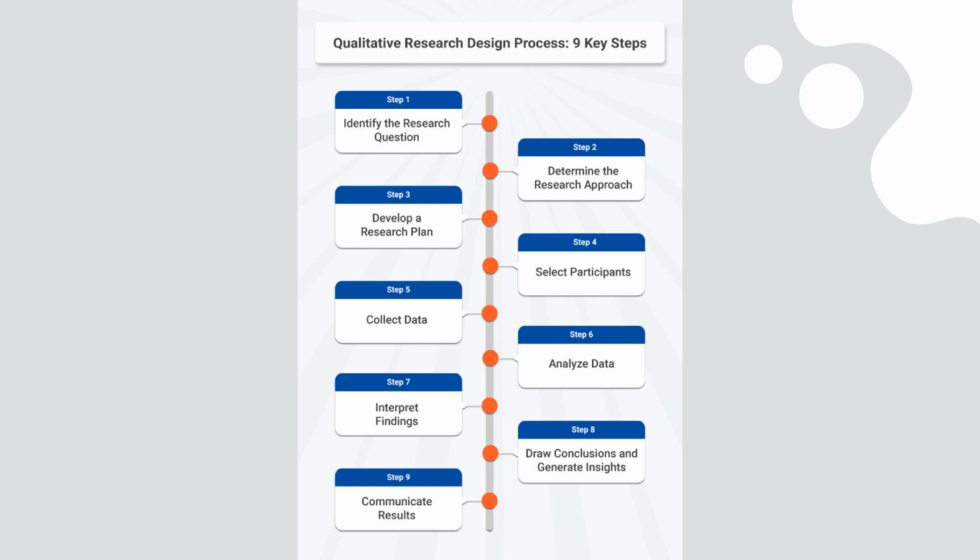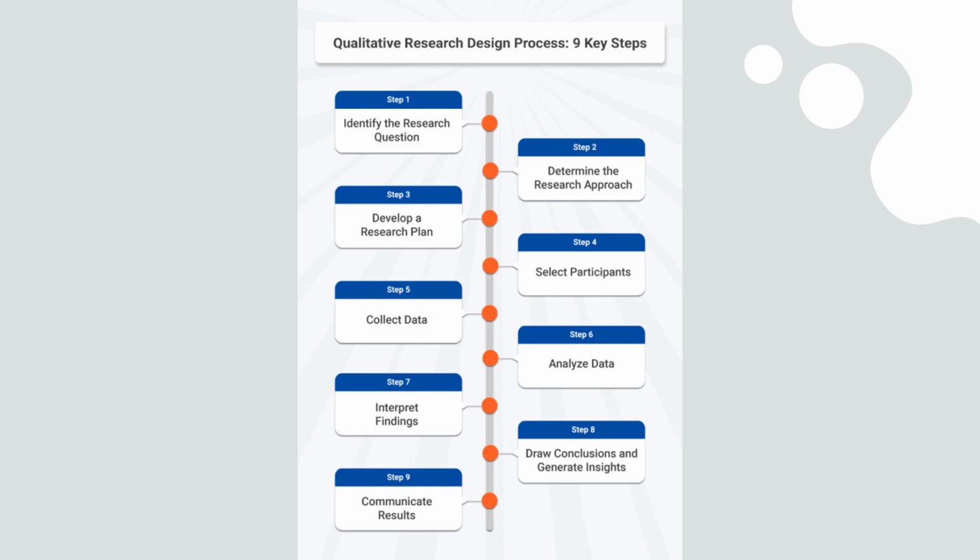Step 7, interpret your findings. Interpret the findings based on the analysis of your data. Explore the emerging themes, relationships, and meanings that have emerged or that you've co-constructed from the data. Consider how the findings relate to your research question and the existing literature in your field.